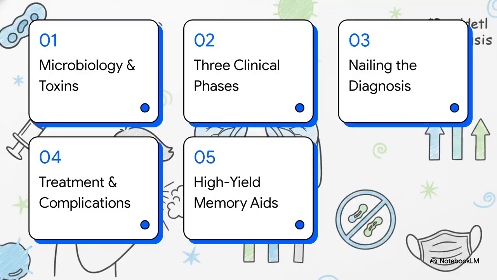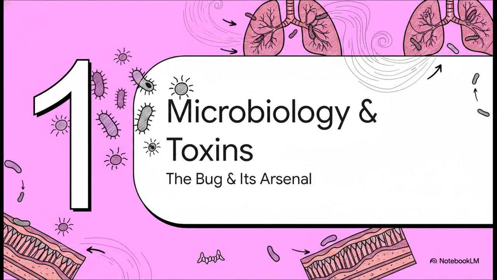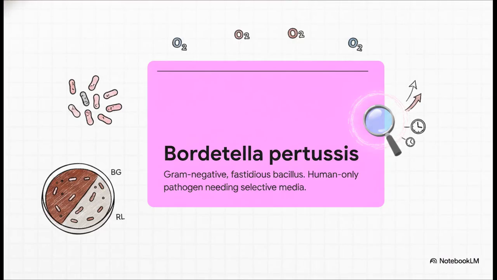To keep this efficient, we're breaking this pathogen down into 5 highly testable buckets. We've got microbiology and key toxins, the 3 clinical phases, nailing the diagnosis, treatment and complications, and we'll wrap it up with high-yield memory aids. Section 1, Microbiology and Key Toxins. Let's look at the bug itself.